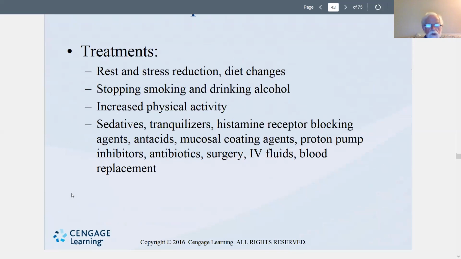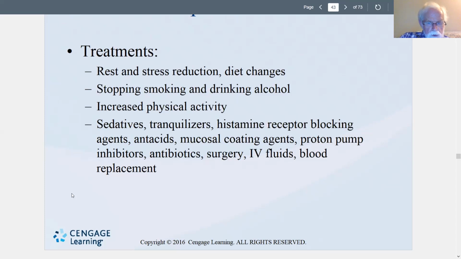Treatments: stress reduction, change diets, restrict alcohol, and don't smoke. Get more physical activity. There can be histamine receptor blocking, the H2 antagonists, antacids, the Tums, etc. Some things can be used to coat the mucosal lining to protect it. We have proton pump inhibitors, the Nexium, etc. Antibiotics, if we know that Helicobacter pylori is involved.